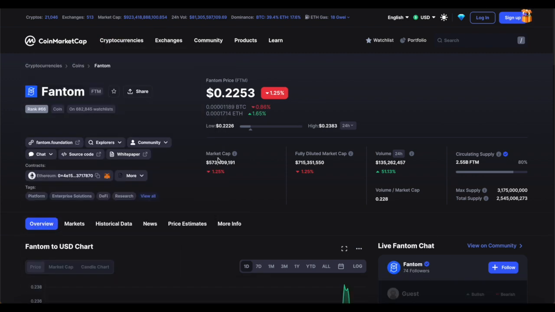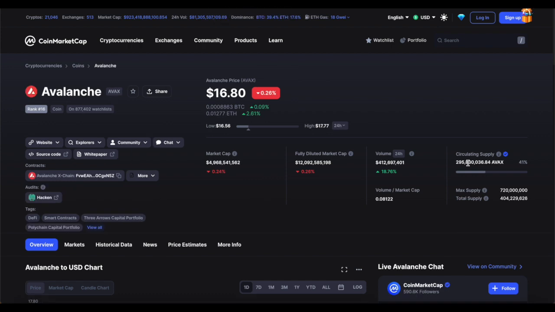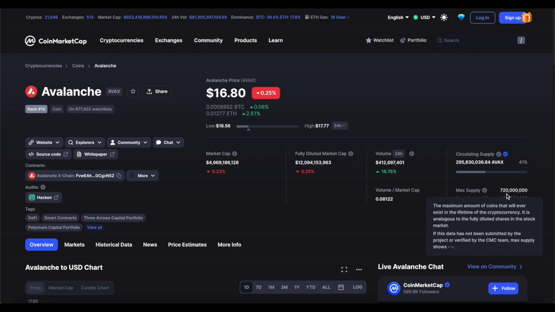For Fantom, it's considerably a smaller network in terms of value and in terms of popularity. Market cap for Fantom sits around 573 million. But one of the major reasons for this is that the amount of tokens that Fantom has is vastly more than Avalanche. There are 2.5 billion Fantom tokens in circulation, while circulating tokens for Avalanche is 295 million. Max tokens is 720.